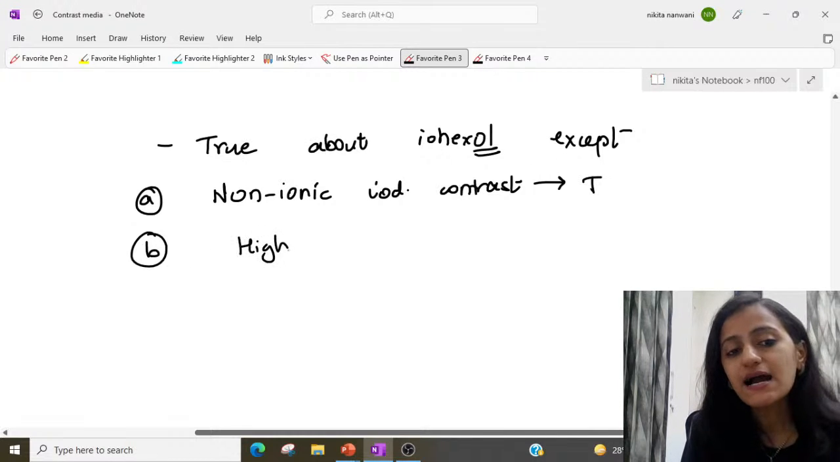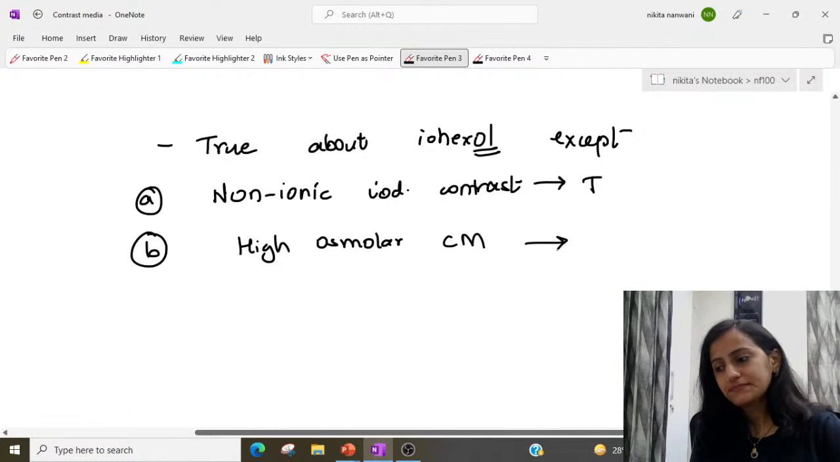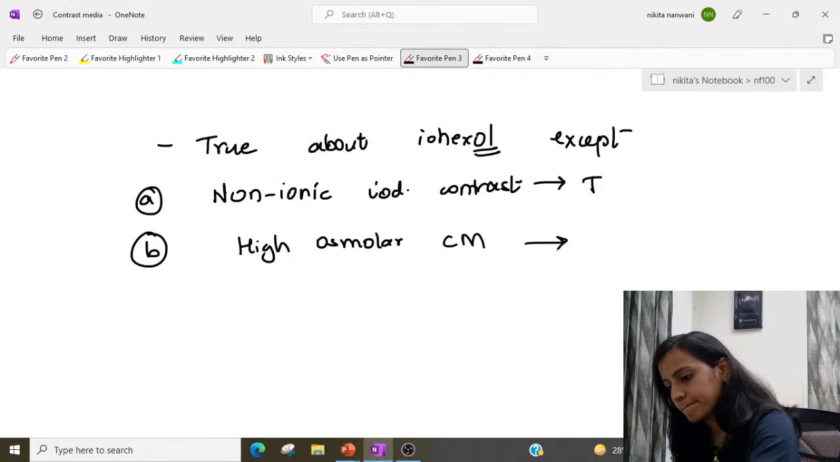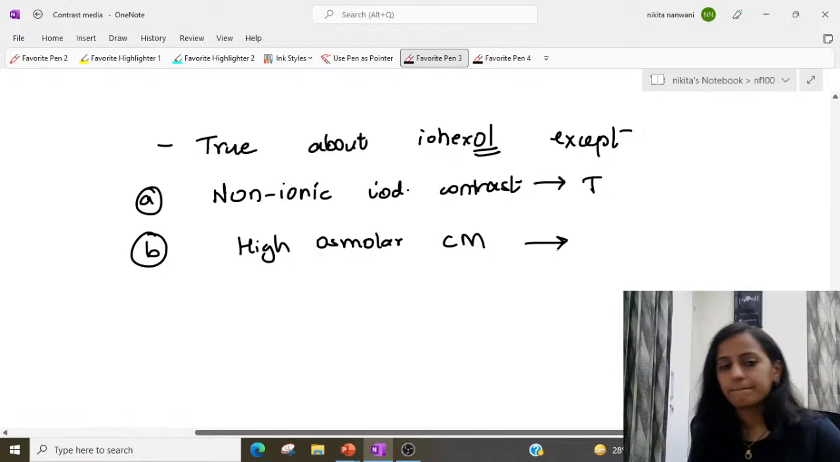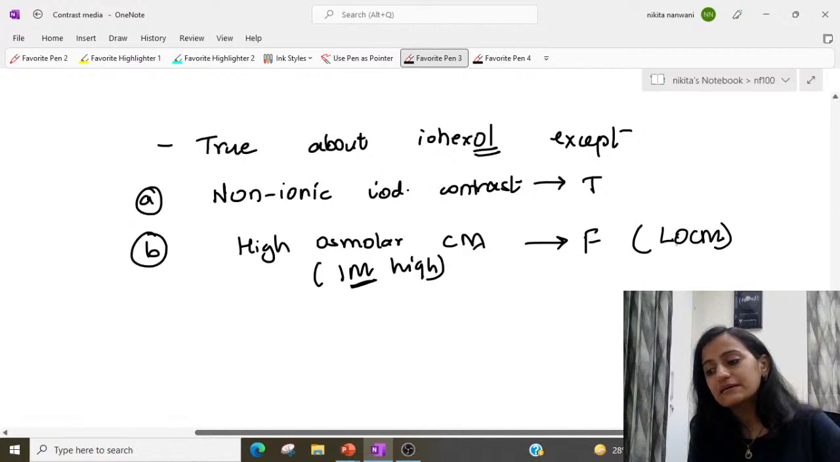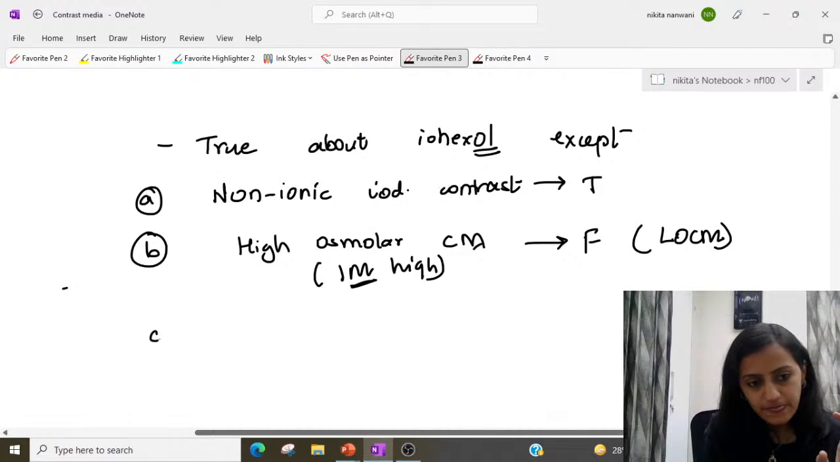Next one, it is a high osmolar contrast medium. True or false? This is a false statement. High osmolar is ionic monomer. This is non-ionic, so this is false. It is a low osmolar contrast medium. Iso-osmolar is your iodixanol. Here we are talking about iohexol, okay?